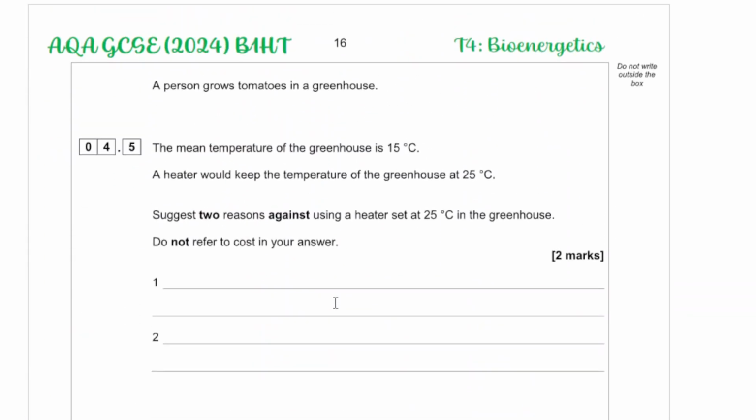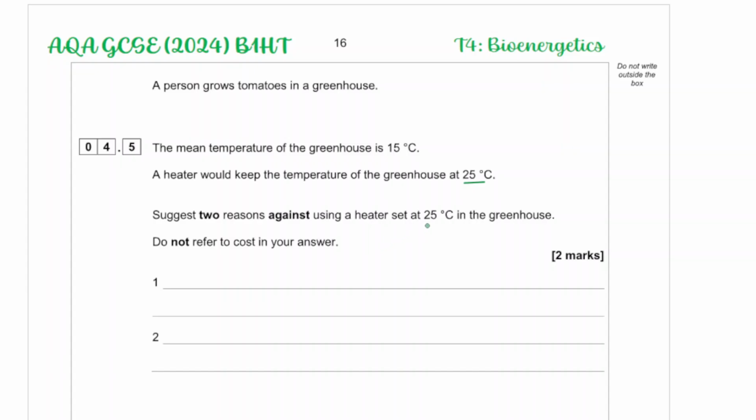A person grows tomatoes in a greenhouse. The mean temperature of the greenhouse is 15 degrees Celsius. A heater would keep the temperature of the greenhouse at 25 degrees Celsius. Suggest 2 reasons against using a heater set at 25 degrees in the greenhouse. Now, you would want the temperature to be higher. Do not refer to the cost.